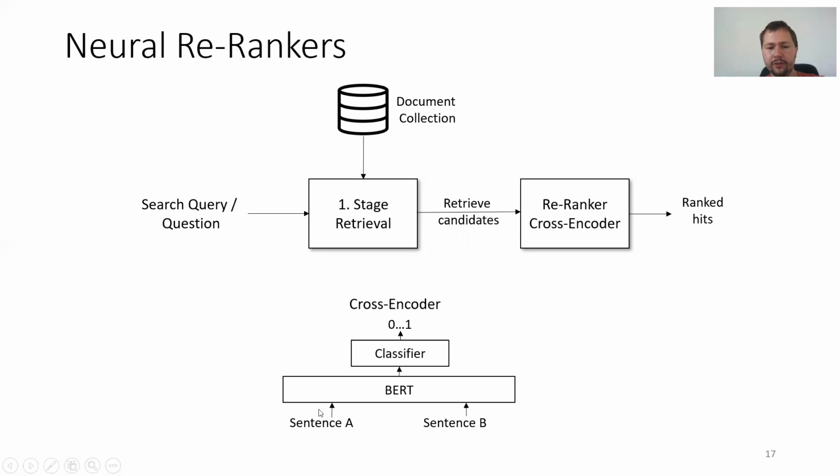And the cross-encoder looks as follows. You have the input, the query and the document. You input it to a transformer network where you have cross-attention between the query and the document. And then at the end, you get some score between 0 and 1, which gives the score of how relevant a given document is for a given query.